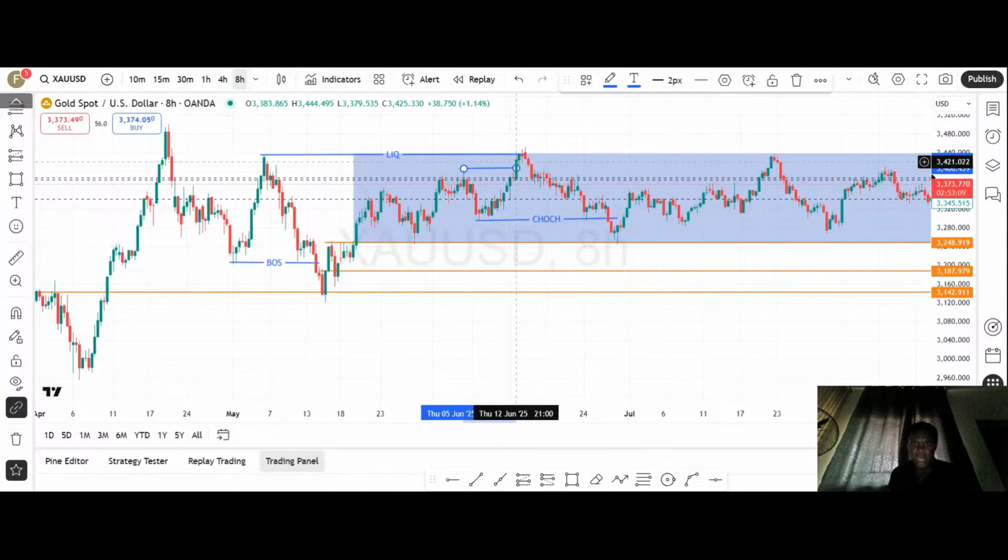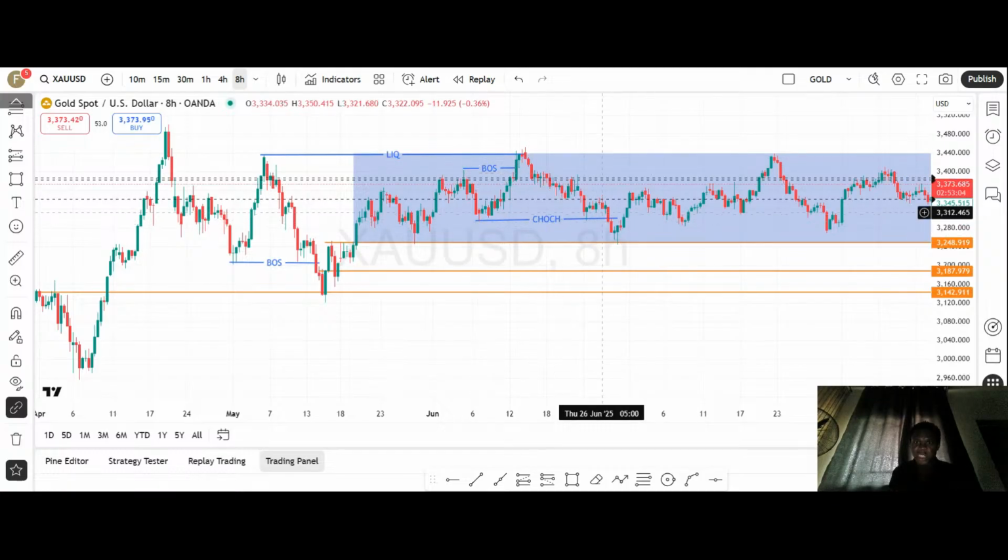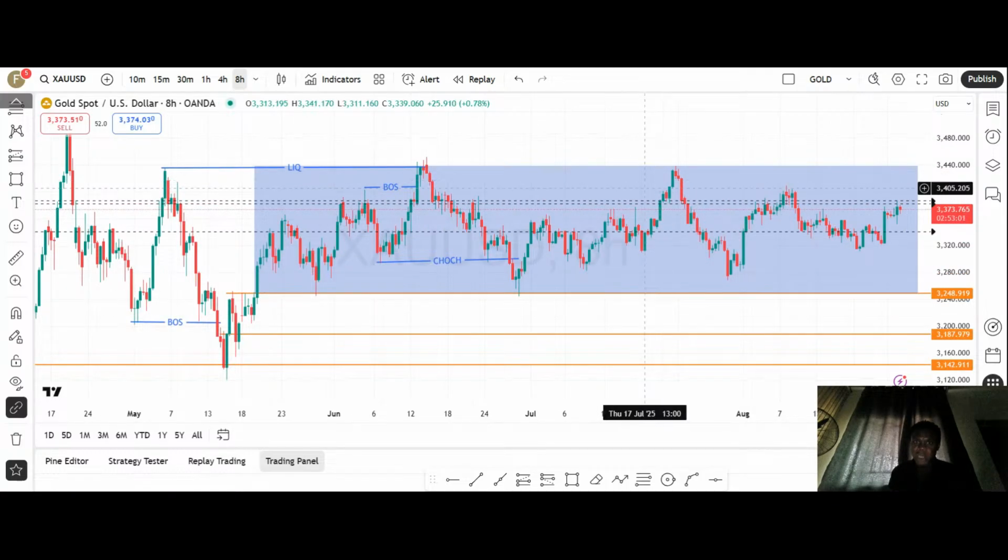So all these things now are internal structure. All these are internal structure: the break of structure, the change of character. So as a change of character, what will I do? I wait for it to go up again and sell, right? So it was buying. All this buying here, all this thing was a break of structure.